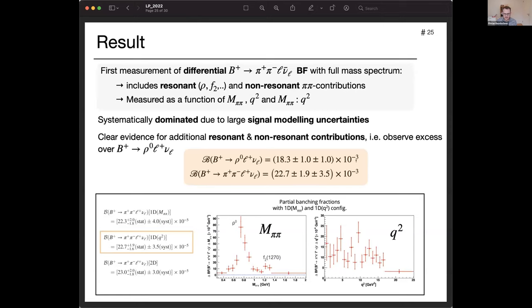And you can see here, quite nicely, there is some excess over the B to rho l nu branching fraction alone. The bottom result is the new one in the Belle paper. If you look at the projections on the left, you see m pi pi, you see nicely a rho peak, but also a hint for the f2. And the q squared spectrum is on the right-hand side.